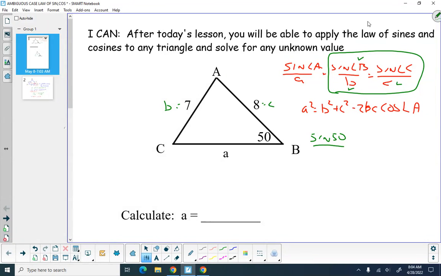So we have sine of 50 over little b, which is 8. Sine of angle C, I don't know angle C, but I know little c is a value of 7. So I could cross multiply and divide, and that's going to give me the sine of angle C. I'm going to get sine of angle C is equal to some decimal.